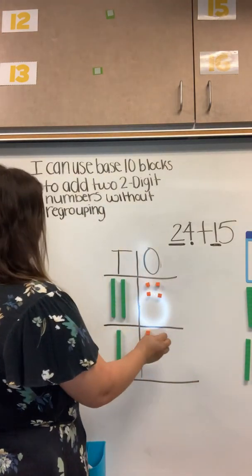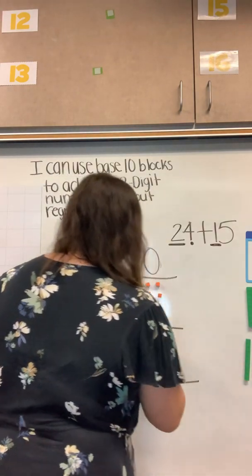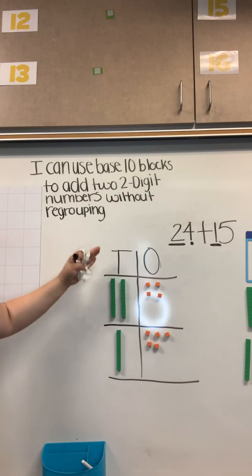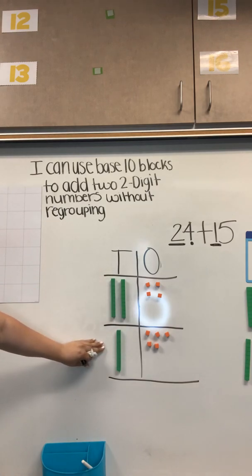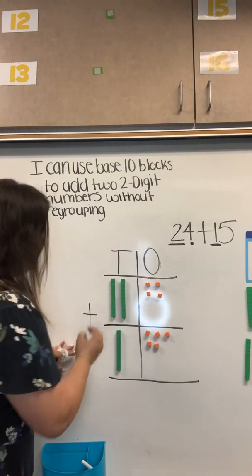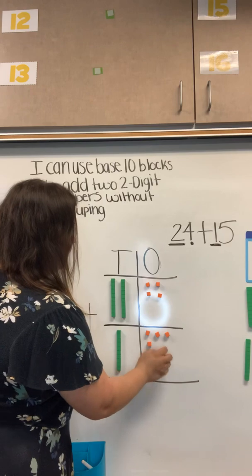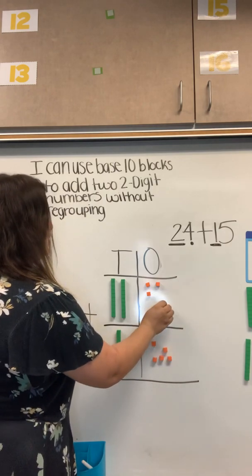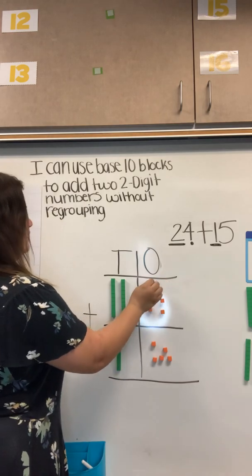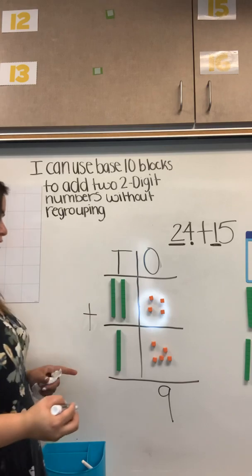Right, we have 5. 1, 2, 3, 4, 5. All right, now we have our numbers represented. We have 24 plus 15. So now let's add our 1s. We have 1, 2, 3, 4, 5, 6, 7, 8, 9. So we're going to write 9 under our 1s place.